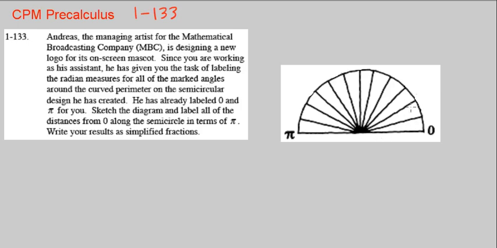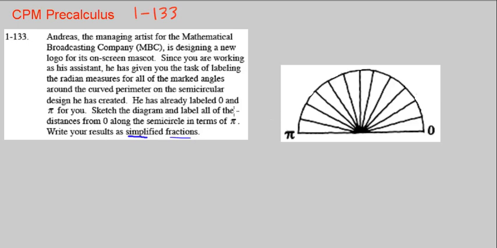Okay, so here's 1, 2, 3, 4, 5, around the curved perimeter on the semicircle design he has created. He has already labeled 0 and pi. Sketch the diagram and label all of the distances from 0 along the semicircle in terms of pi. Write your results as simplified fractions.